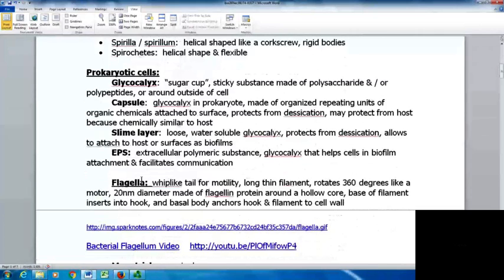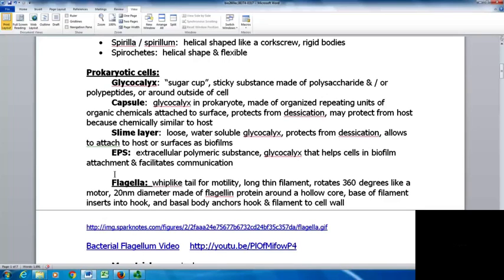When we look at the prokaryotic cells, the glycocalyx is sometimes referred to as the sugar cup, the sticky substance made up of polysaccharide and or polypeptides that surround the outside of the cell. The capsule is called the glycocalyx in the prokaryote. It's made of organized repeating units of organic chemicals that attach to the surface. These help to protect the cell from desiccation. It may also protect the host because they're going to be chemically similar to the host.